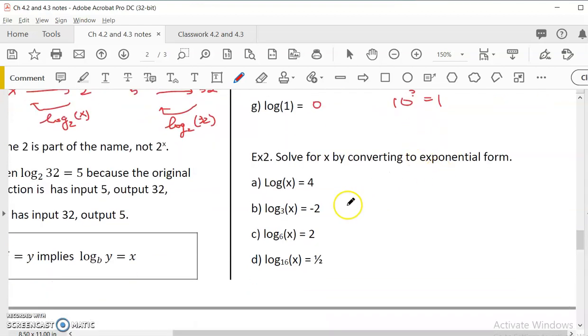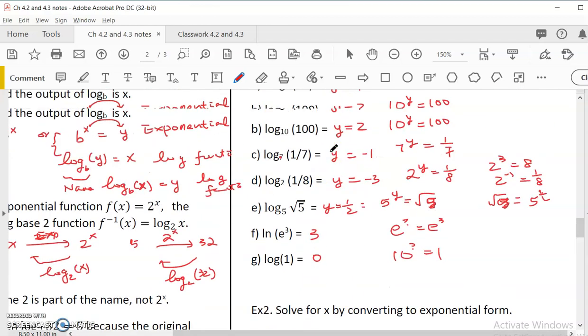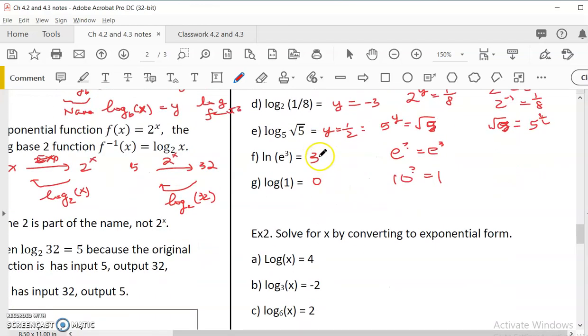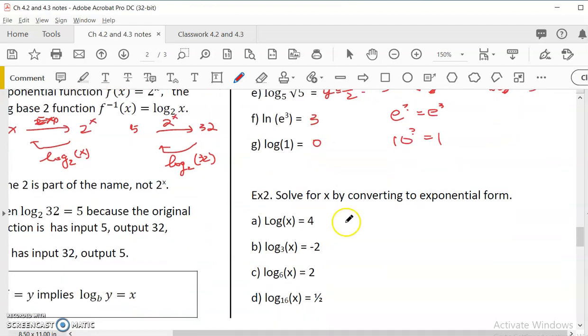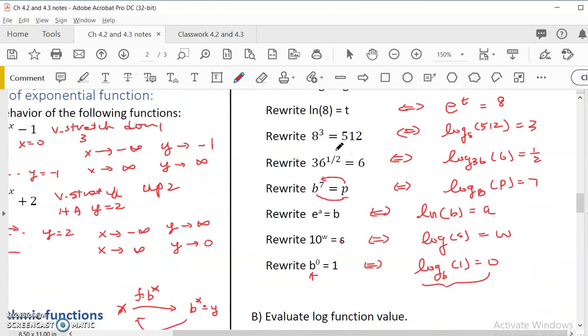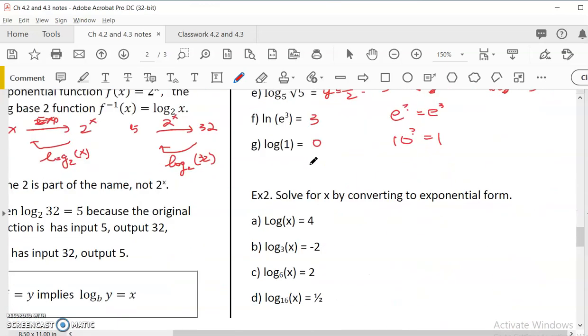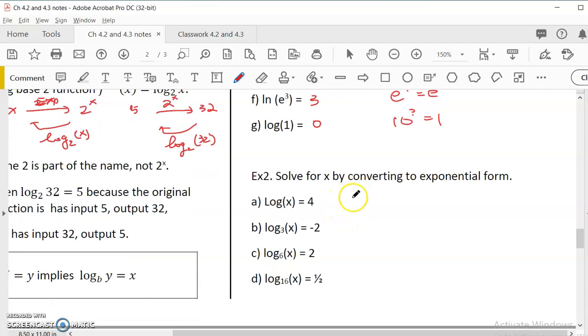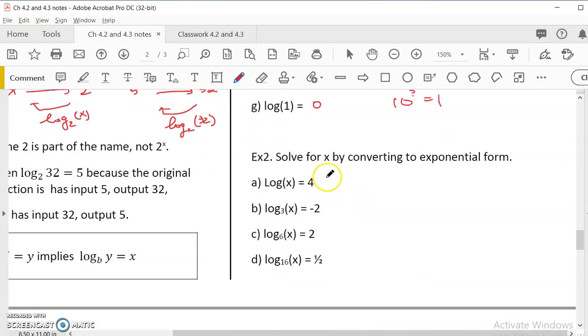So that's all for the meaning of the exponential function and how to evaluate the log function. What is the meaning of a log function in relation to being an inverse of an exponential function? They come in pairs, and also how to evaluate them, and also rewrite. If someone has an exponential function, you can rewrite it to log. If someone has a log, you can rewrite it to an exponent. So we can use this method to solve some equations. I'm going to talk about this in the next video.